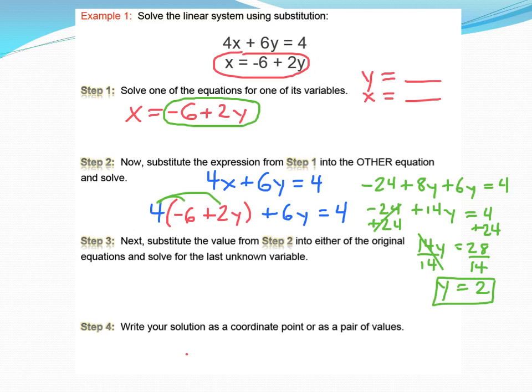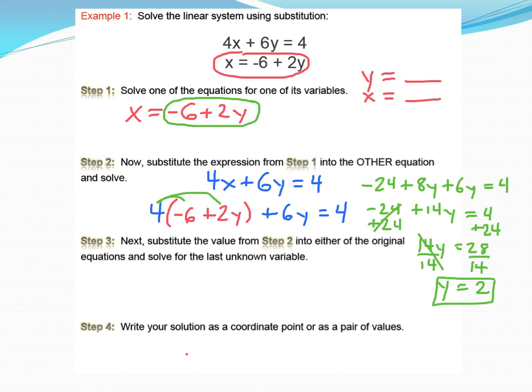So what I've done is I've taken my sugar. I know that this is Splenda. I've plugged it into my equation. I now was able to solve for y. Step number 3, once I know what y is, I'm going to take y equals 2 and substitute this into one of the equations. I now know what y equals.